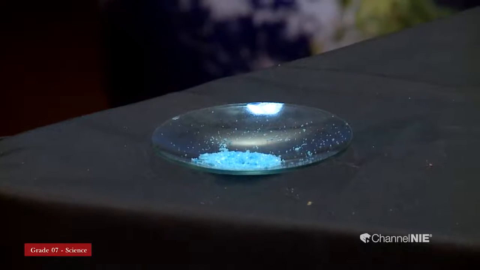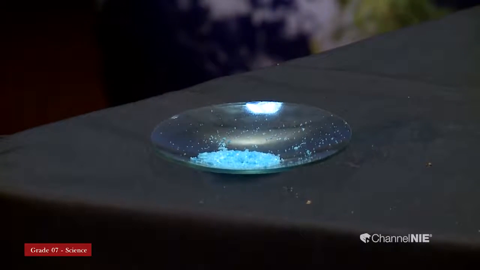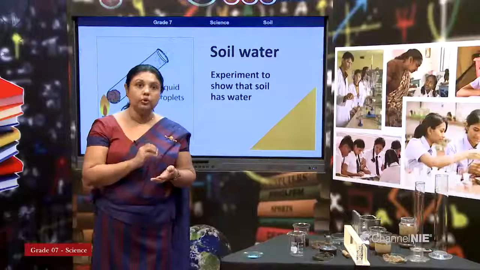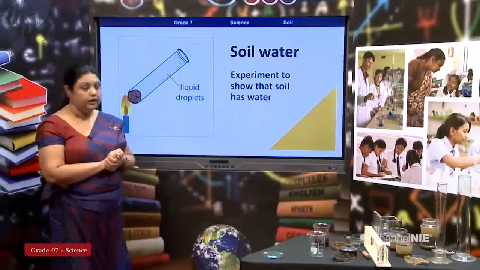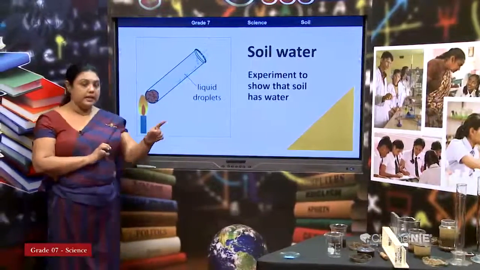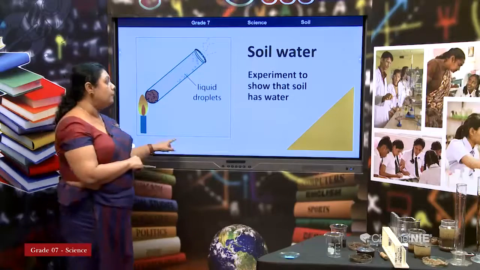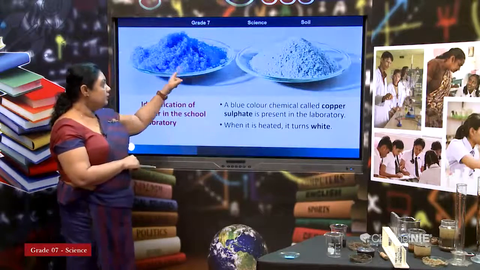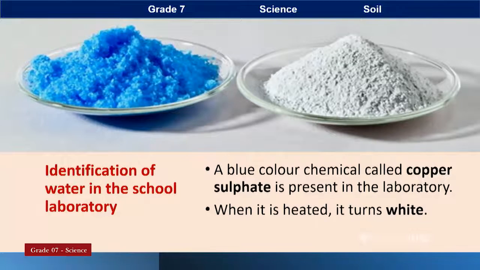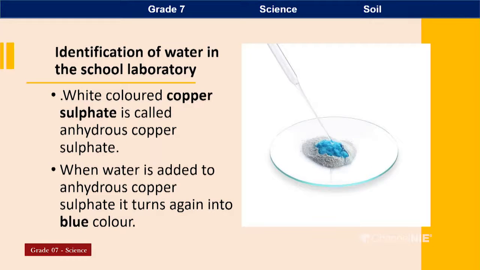This is hydrated copper sulfate. So, you do not use this, you use anhydrous copper sulfate. When water droplets are there, it turns into blue color. Here it is given, this white color is anhydrous copper sulfate, this is hydrated copper sulfate. Those water droplets move into that. Can you see when water moves there, that it turns into blue color?